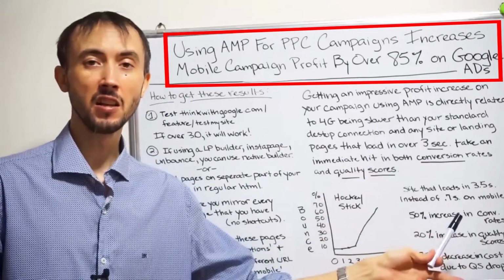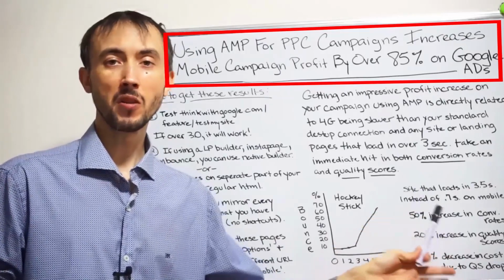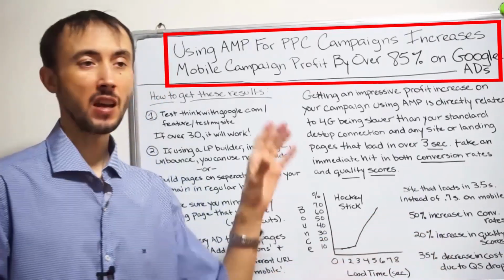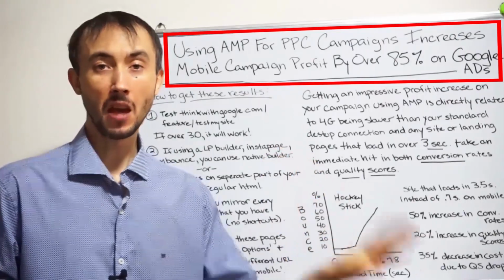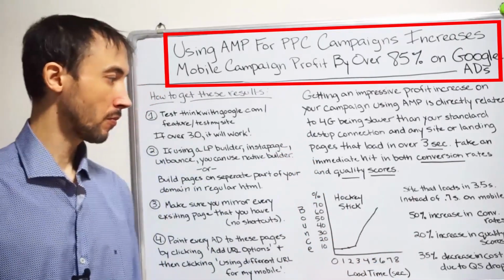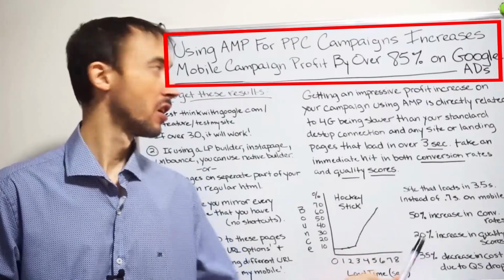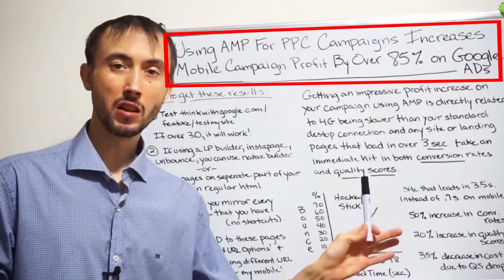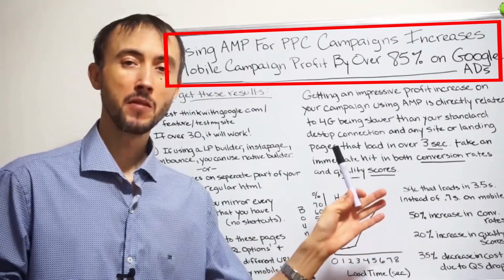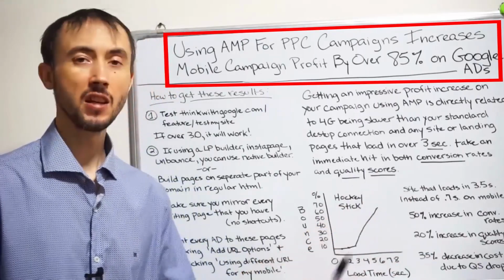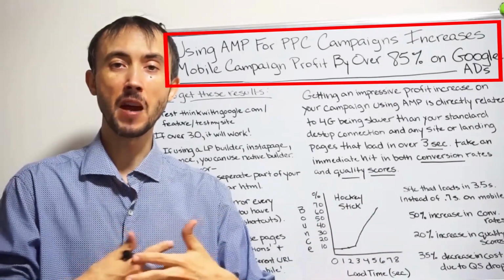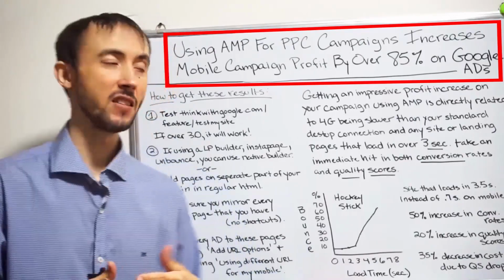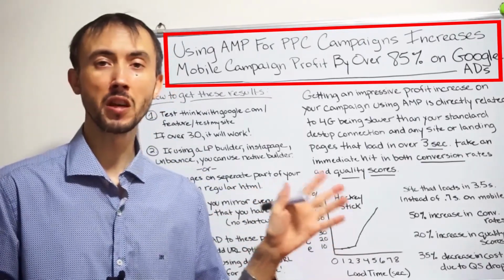I ran a case study. We had a great example of where we did this, and we actually ran desktop and mobile campaigns, and the mobile campaigns just had AMP behind them, and I'm showing you the results between the two: the increase in conversion rates and the increase in quality scores, and how that combined to give an 85% increase in profitability from our ads.